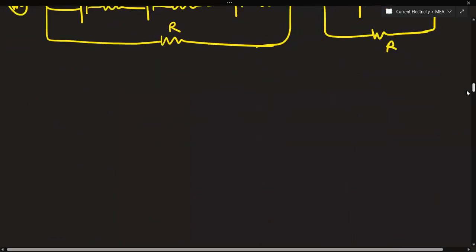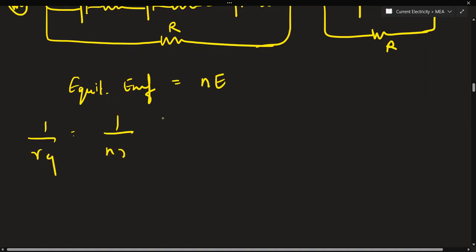How do we write the parallel combination? Remember, equivalent EMF will still be the same. Equivalent EMF will be equal to nE, because nE is the value for each row of cells. For internal resistance, you will have 1 by R equivalent, which is written as 1 by small r equivalent equals 1 by nr plus 1 by nr, up till m times 1 by nr.